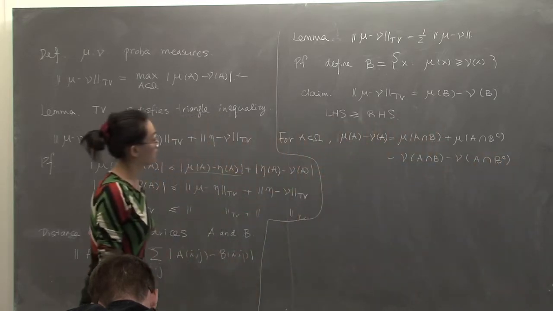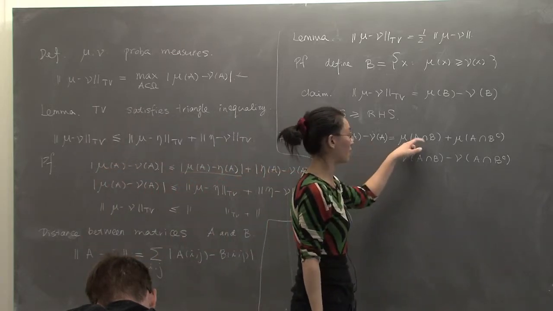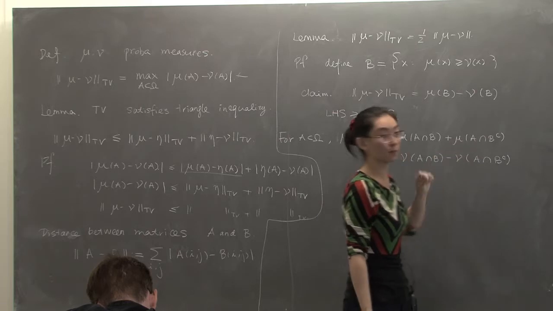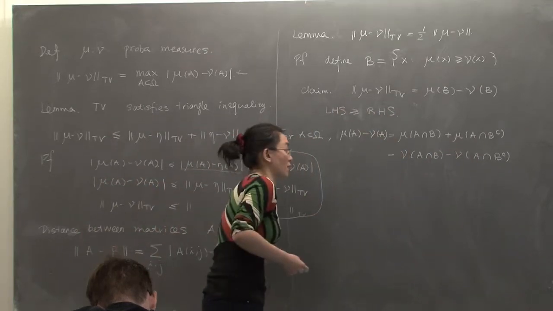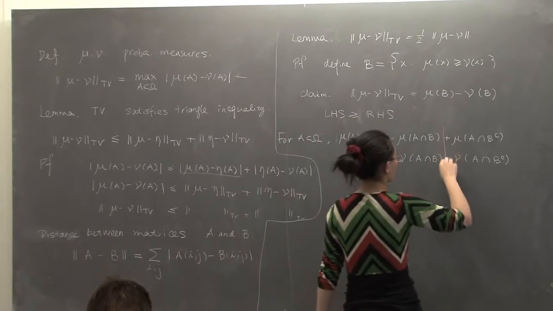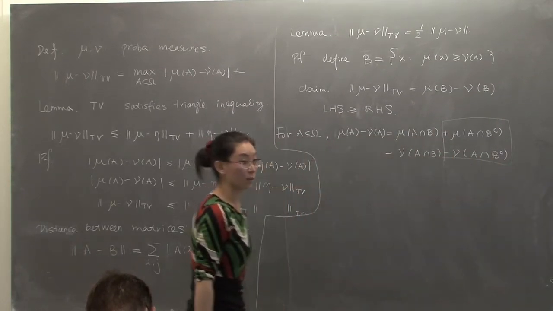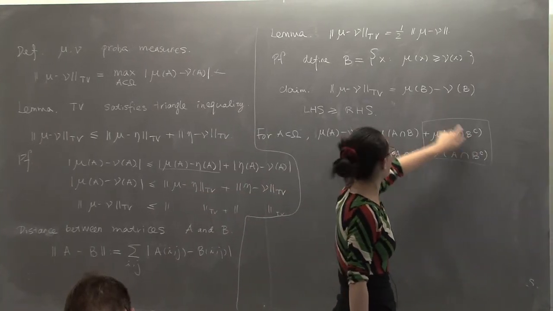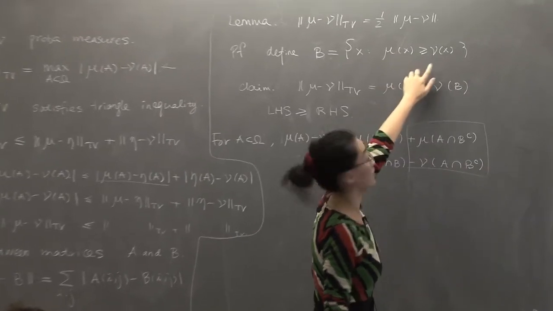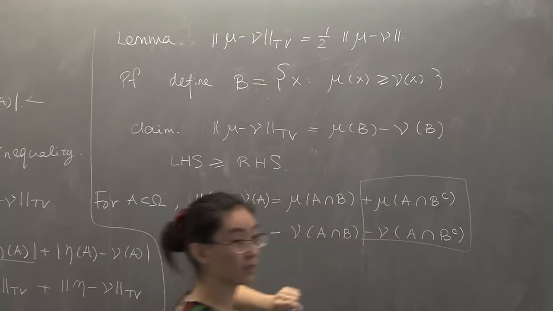So here, I've done nothing, I just split set A according to A intersect B and A intersect B complement. And in this expression, we can see that this part is negative, because in the complement of B, we know that mu x is always less than nu x. So this part is always negative.